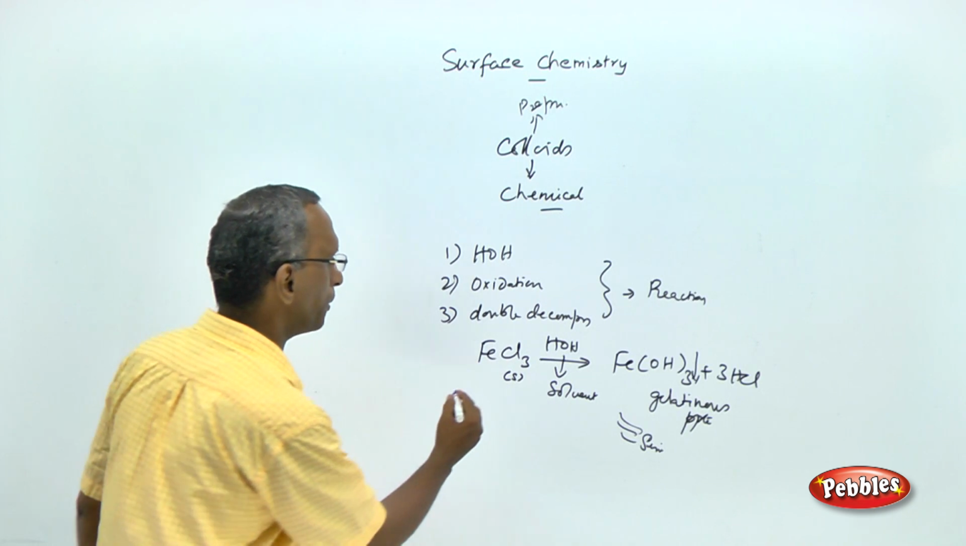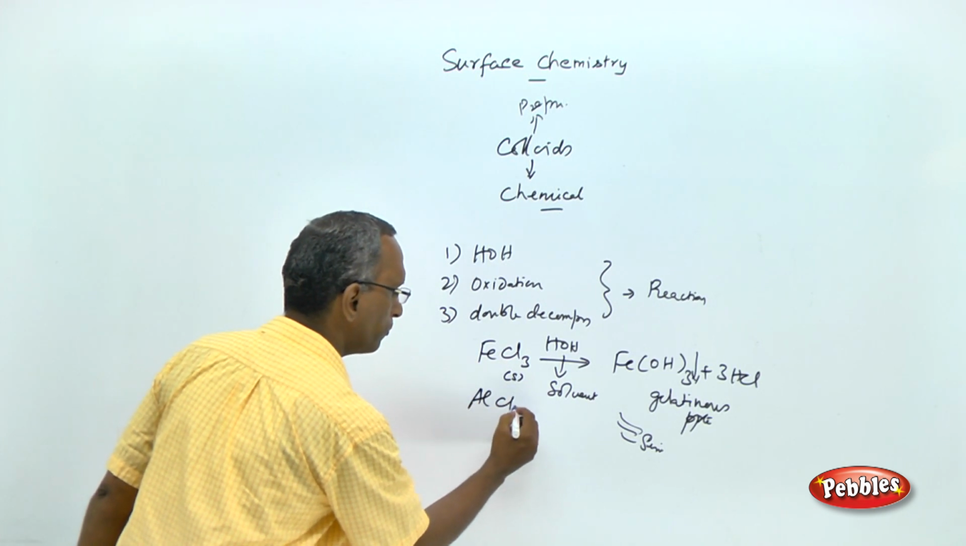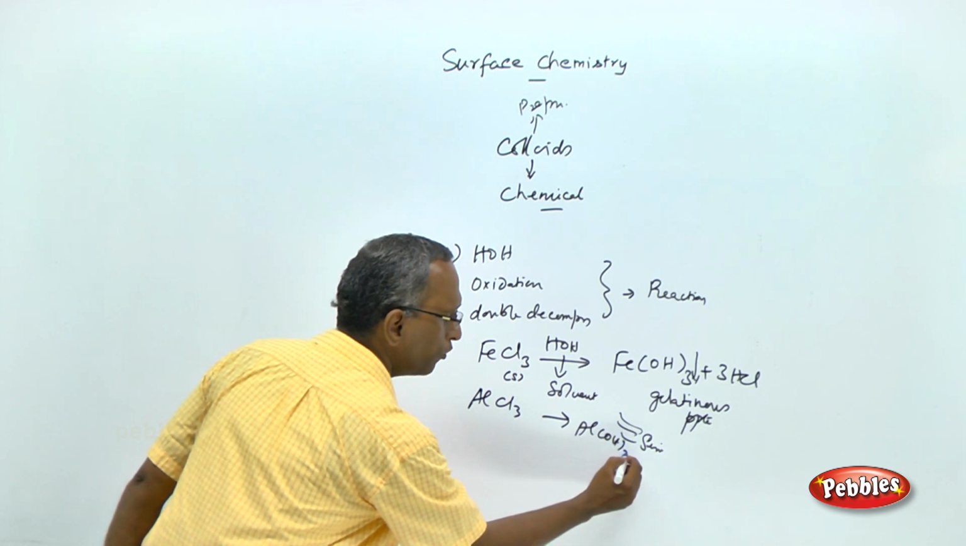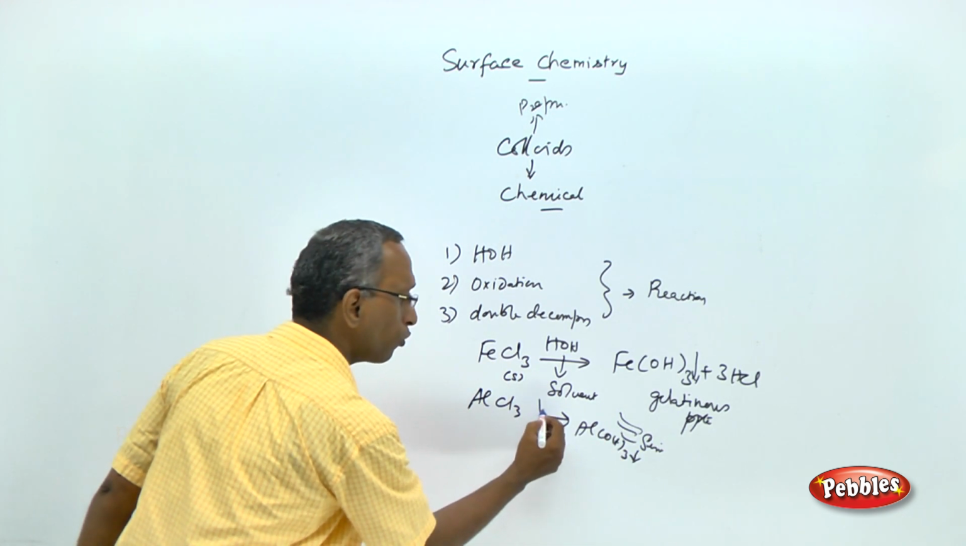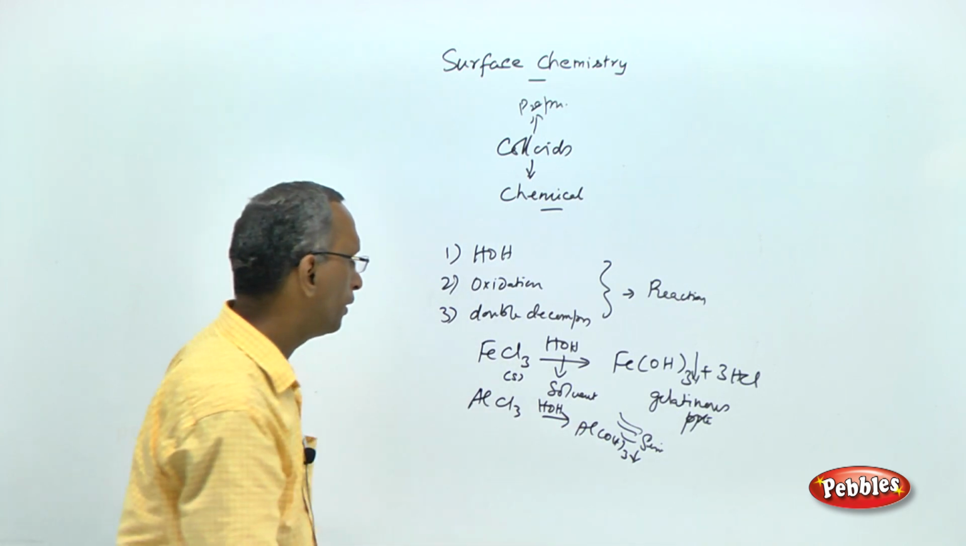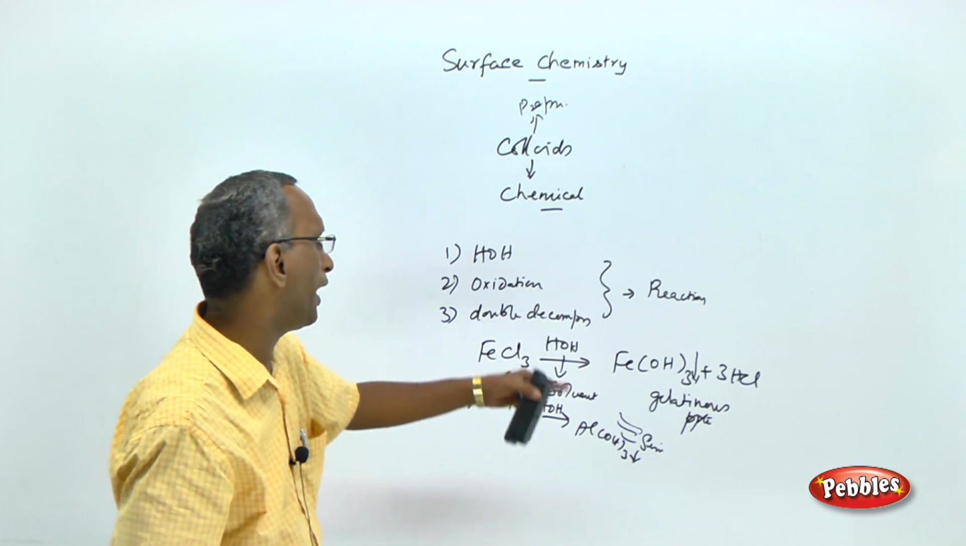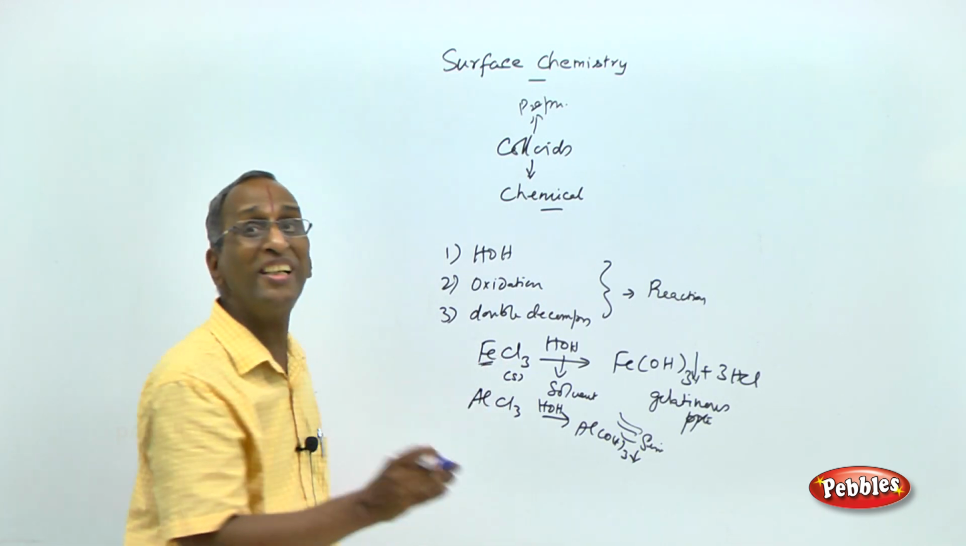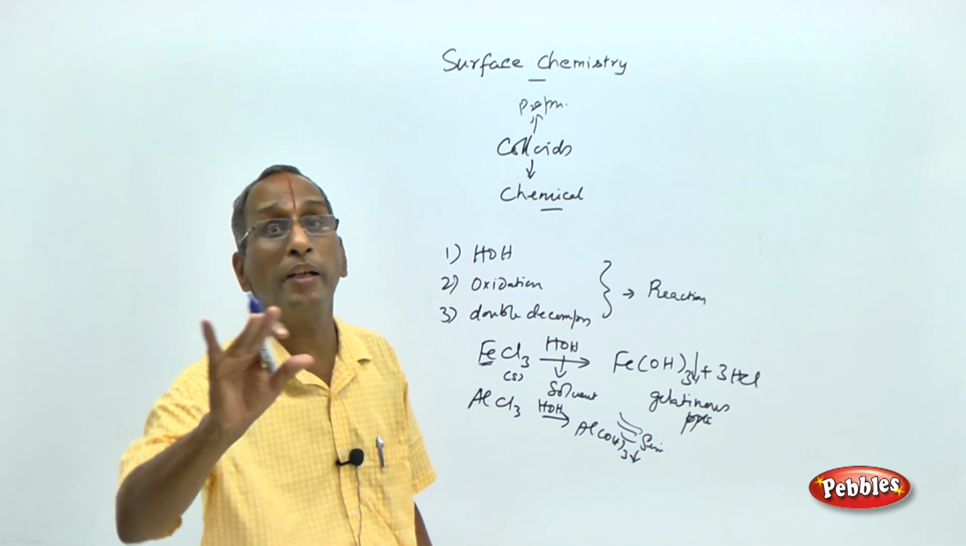All gelatinous precipitates. Similarly, aluminum chloride will be converted to aluminum hydroxide, a gelatinous precipitate, by the same water. So zinc chloride gives zinc hydroxide, and so on for chlorides, but here we have to see metal chlorides, not all metal chlorides.